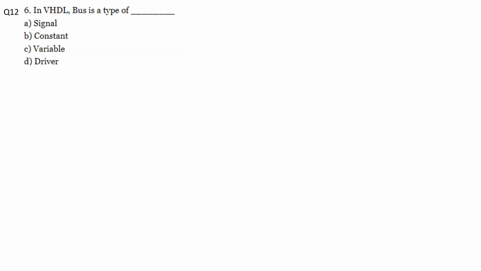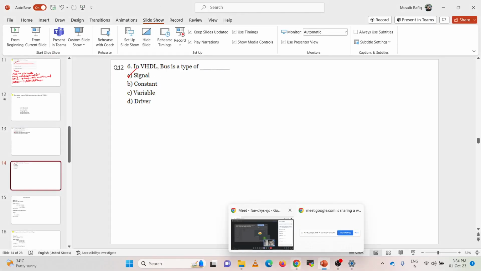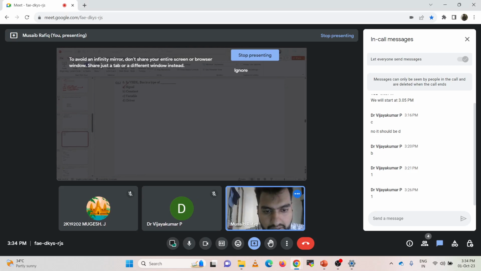Now, question number 12. In VHDL, bus is a type of A, signal; B, constant; C, variable; D, driver. In VHDL, bus is a type of signal which may have its drivers turned off. So in VHDL, bus is a type of signal.